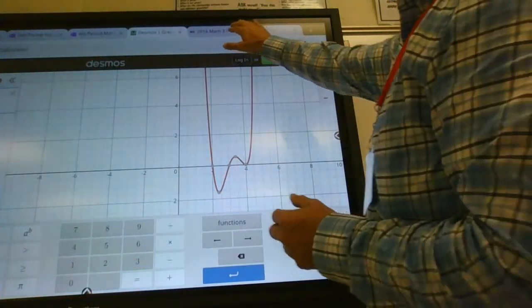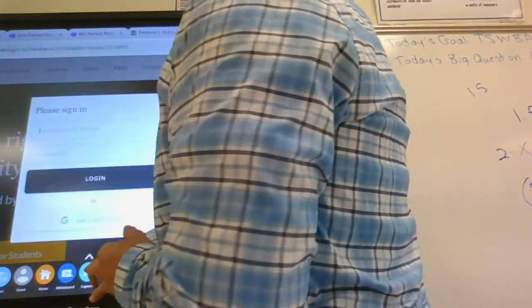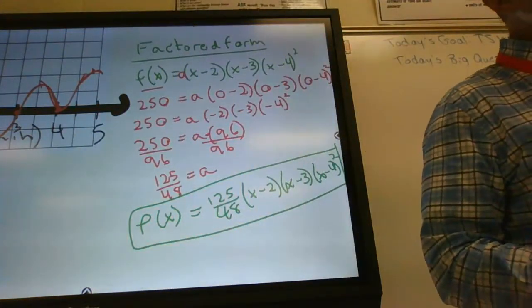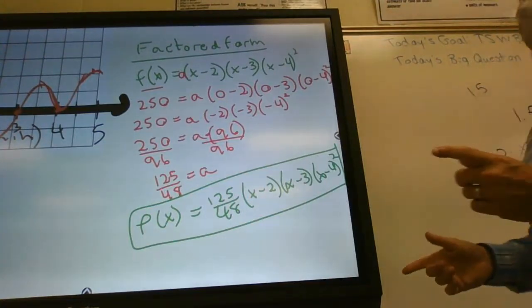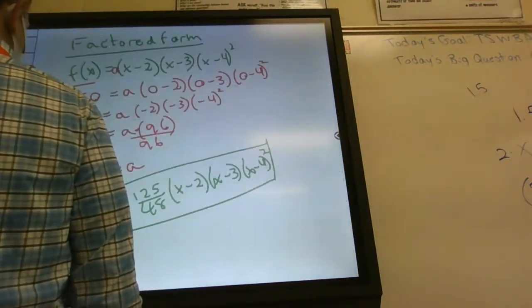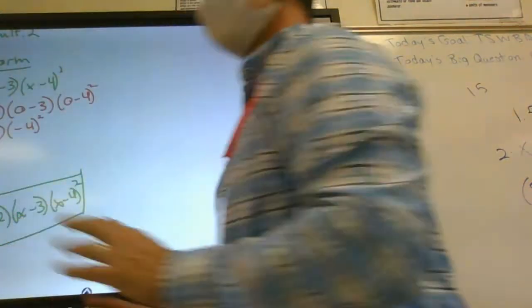Step 4. Let's look at it. Step 4. Find the equation in standard form. Now, to do standard form, if you're trying to follow, I'm going through everything you've got to do. Wait, I thought that was standard form. No. Okay. Hold on.